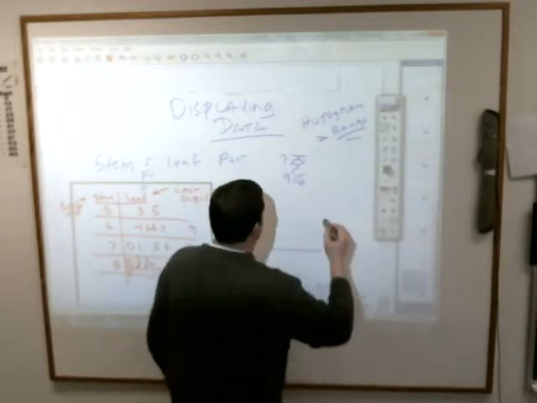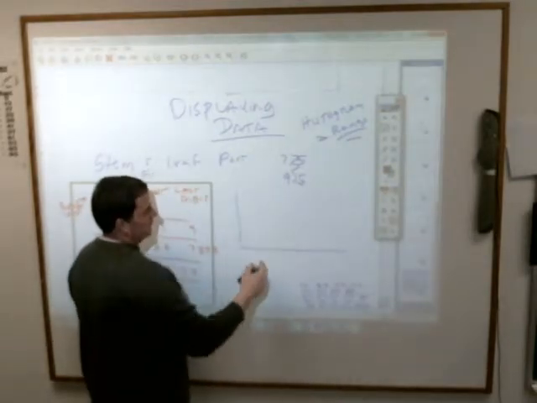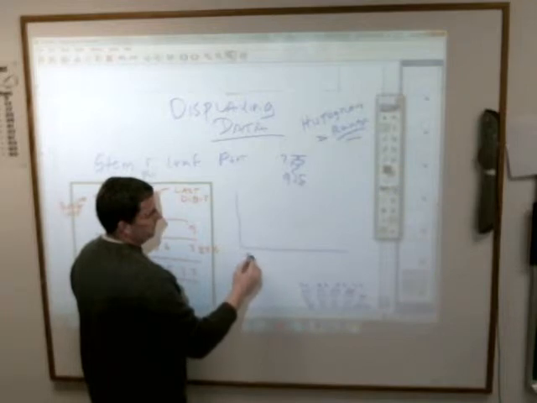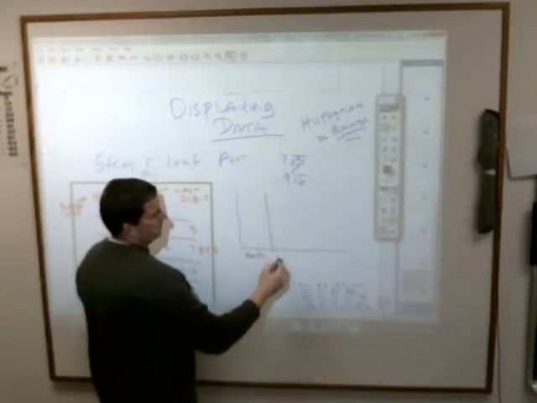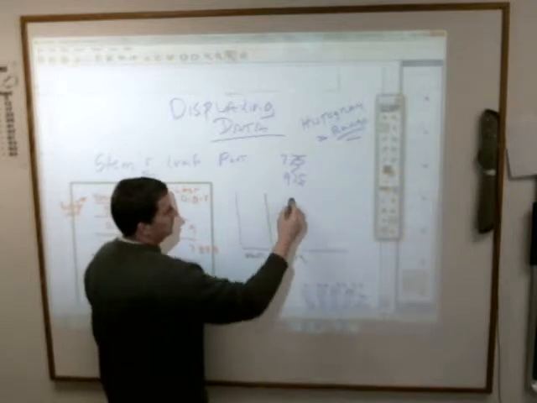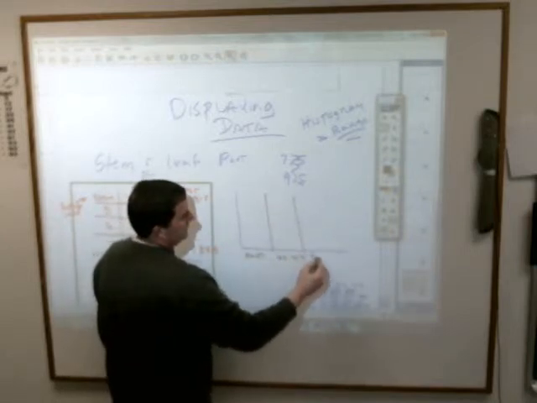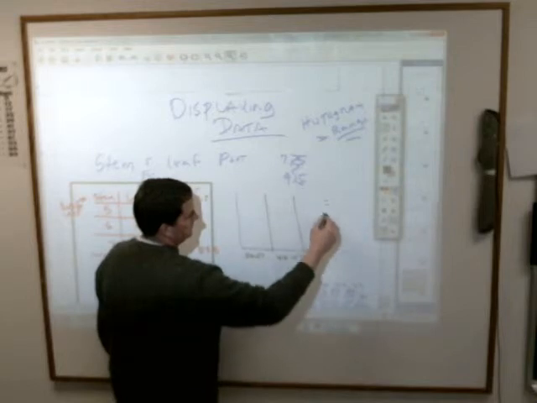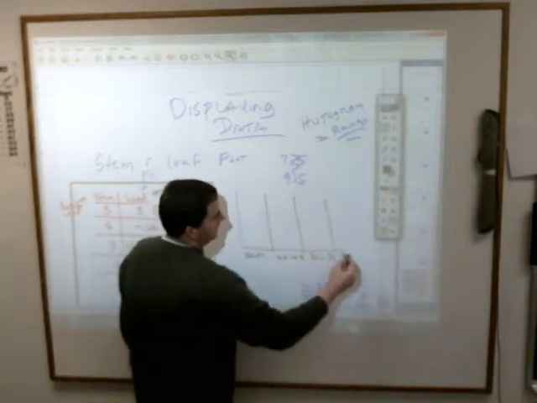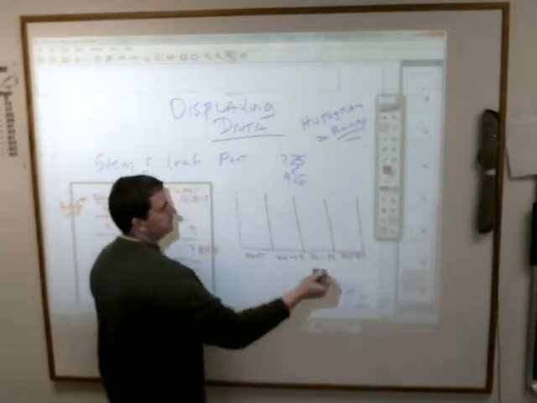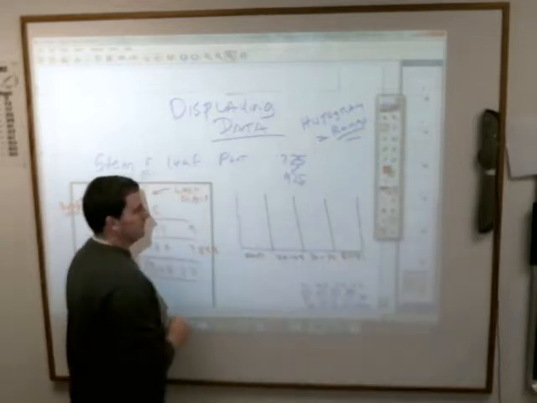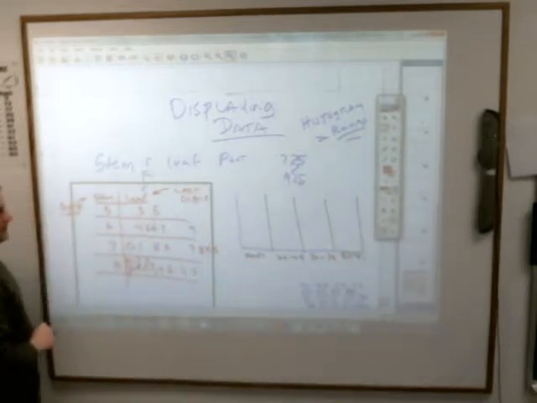So I'll do this color here. This right here is going to be the numbers that go from 50 to 59. This little column here, then it goes from 60 to 69, and then from 70 to 79, and then 80 to 89. And then your histogram is just going to give the frequency of that.